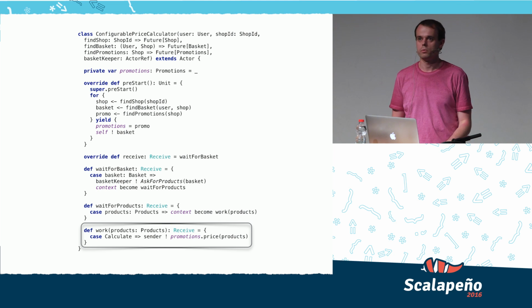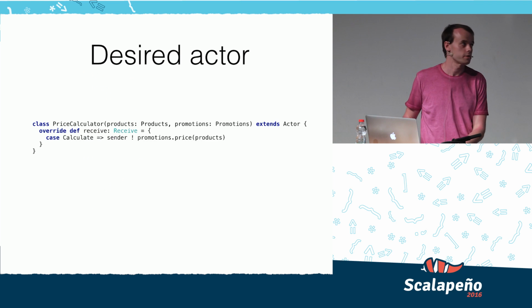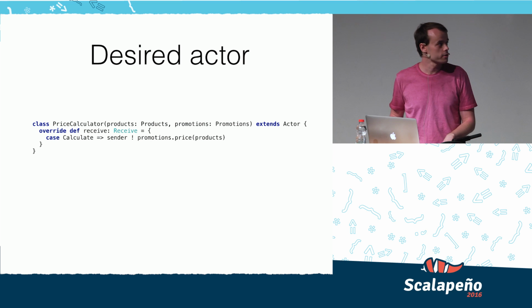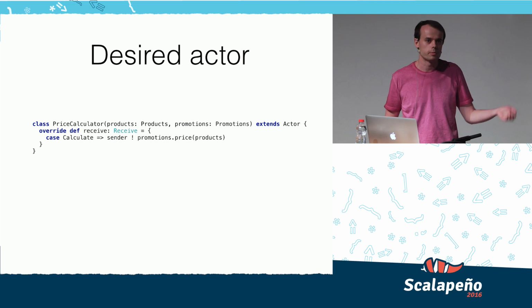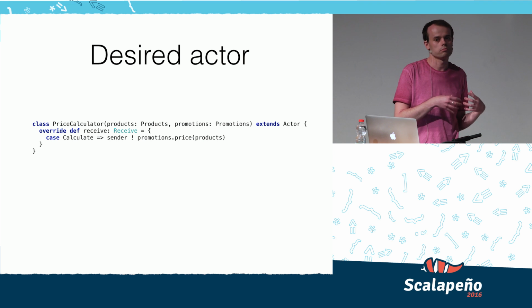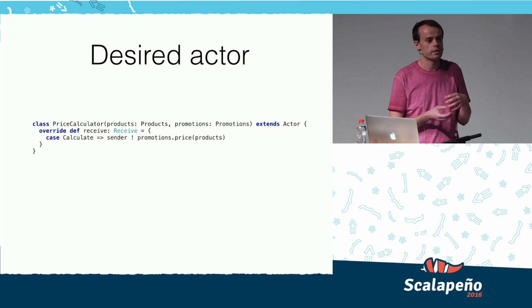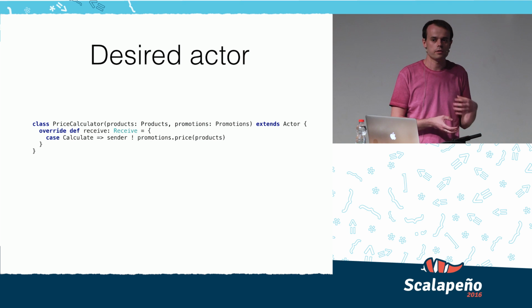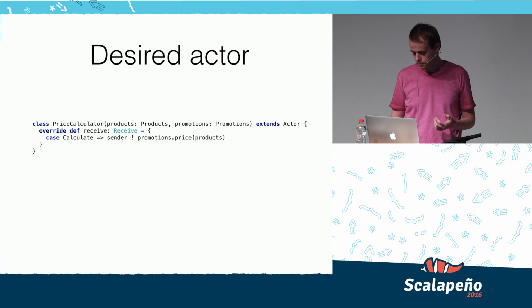So what we would prefer to have here would be an actor as simple as this. As it requires only values of two types, we would like to pass them as parameters. And then we can explicitly focus on the real behavior of these actors. So we can get rid of all these pre-configuration dependency fetching phases and implement an actor directly.